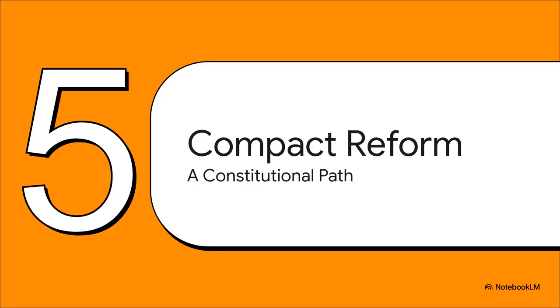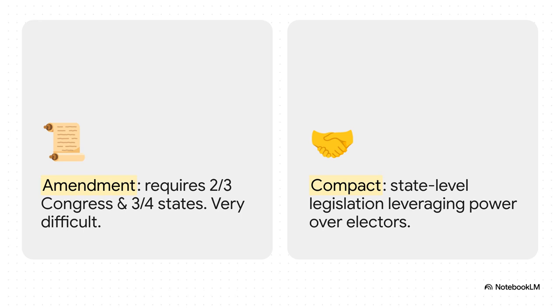Finally, Section 5, the Interstate Compact Reform. So, where do we go from here? Let's look at how some states are trying to fix this, not by tearing up the Constitution, but by using the Constitution's own rules. Basically, you have two paths to change the system. Path 1, on the left, is a constitutional amendment to just abolish the Electoral College entirely. But passing that requires 2/3 of Congress and 3/4 of all state legislatures. Historically, incredibly tough to pull off.